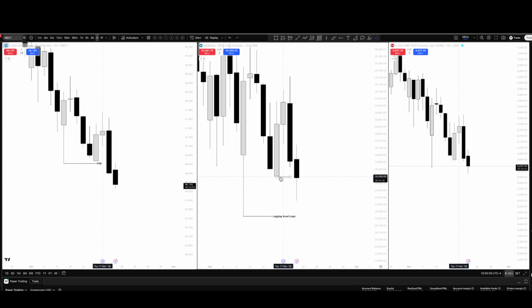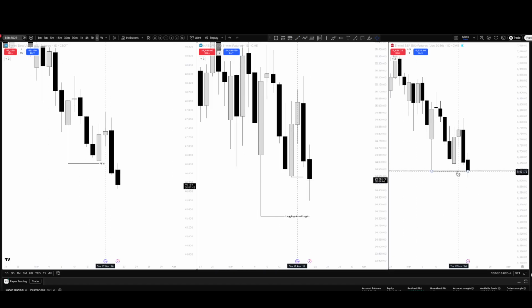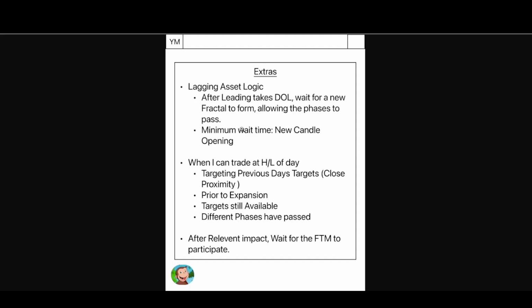With that all being said, we do take notice that NQ is tapping into a relevant level, ES also tapping into a relevant level, and there is reasoning for us to go higher. So I was just waiting for that strength to switch into NQ. And how do we do that? For me, it is just looking for a new fractal to form. Lagging asset logic: after the leading takes a draw, wait for a new fractal to form, allowing the phases to pass, and so on and so forth.